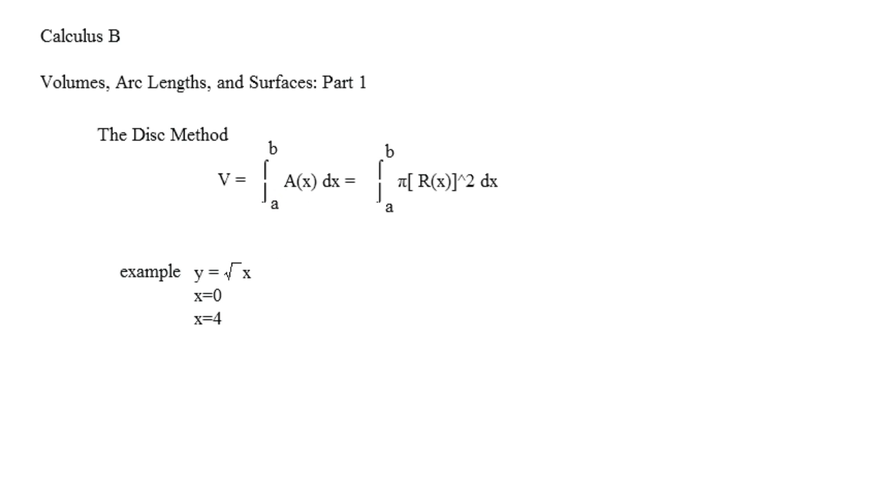Now the cool thing is that this A of x, area of x, is actually going to be pi r squared, what we're typically used to. And it's going to be r of x, a function of radius in terms of x. This dx is actually going to be the height, so that's how we get our volume. Now the first thing you want to do is graph it so you can actually see what you're working with and how it's going to go.